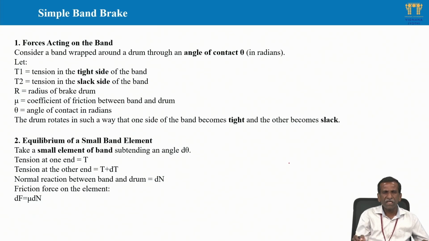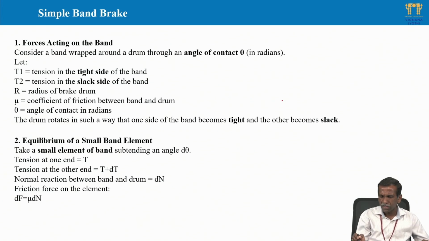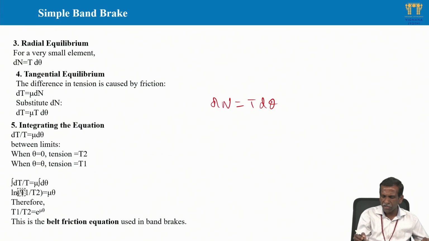So dn we can write as dn equal to T d theta. How it can be written? I will tell you, need not worry. Here I will draw. This is the drum, and this is the small element we have taken.